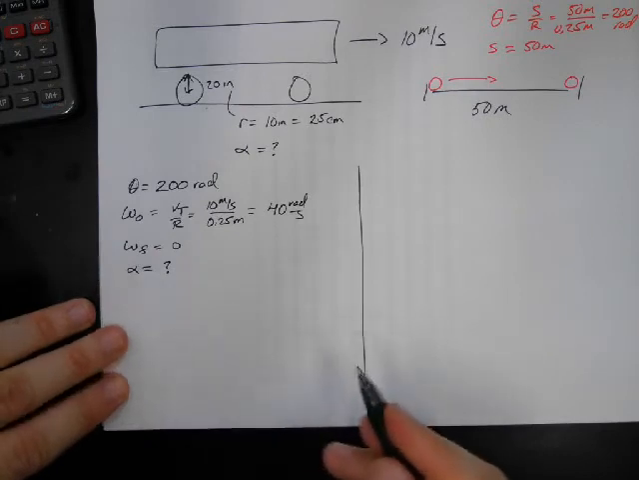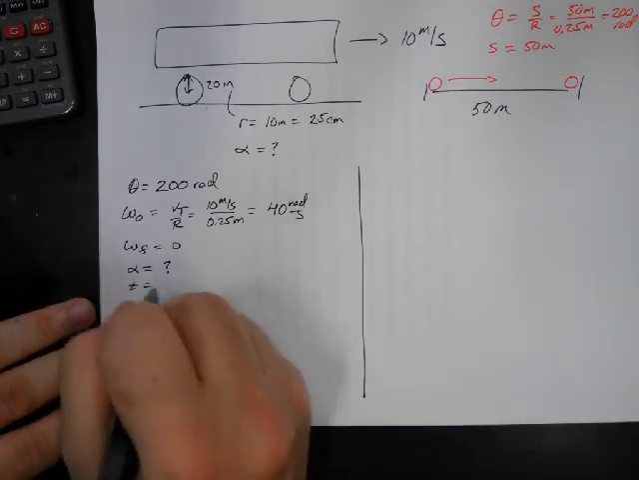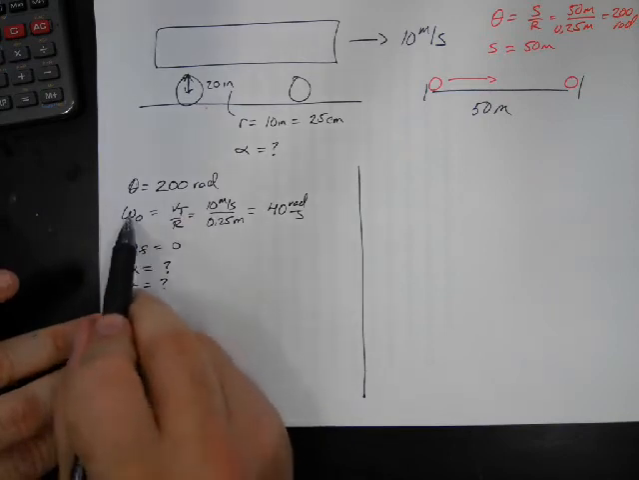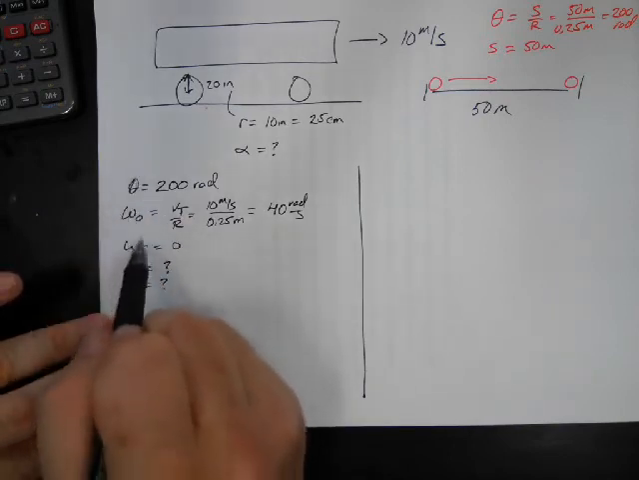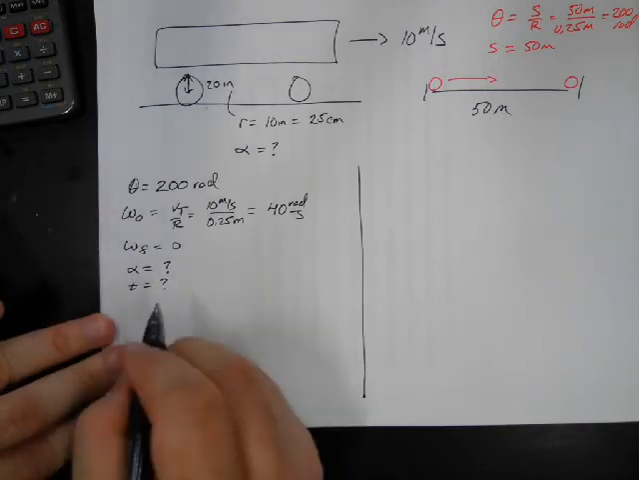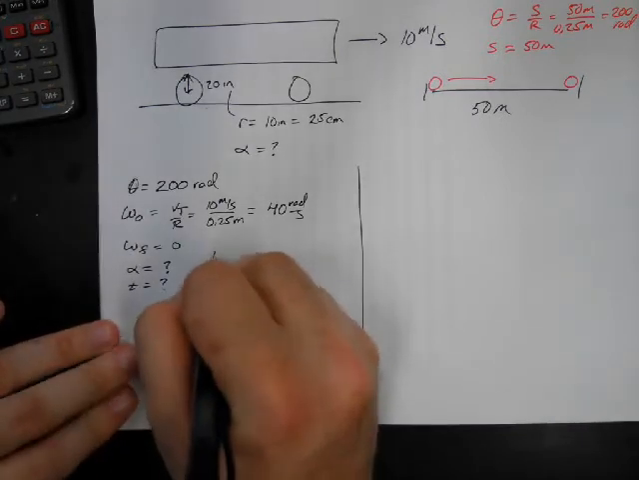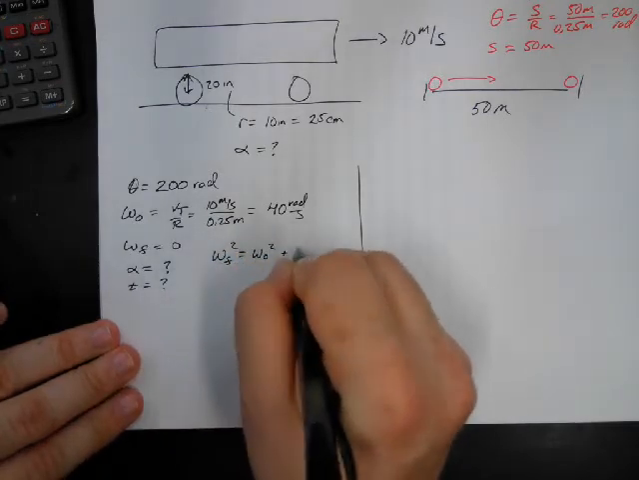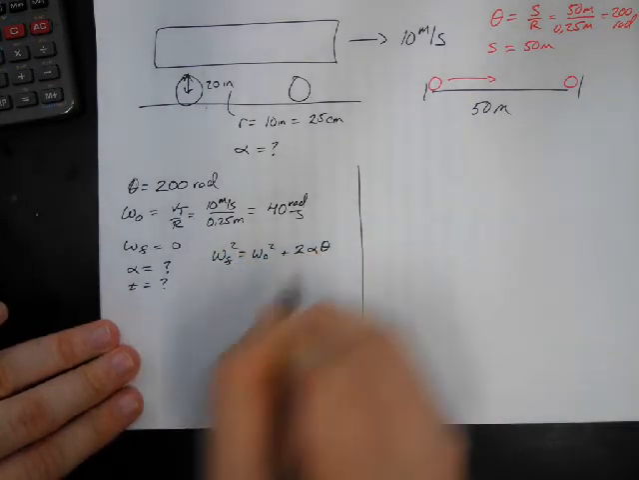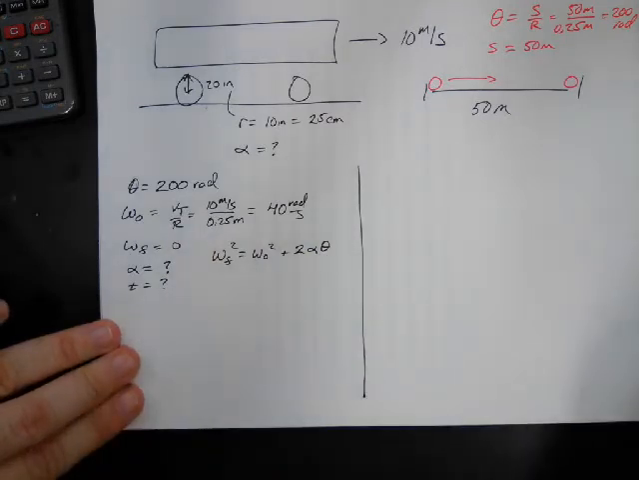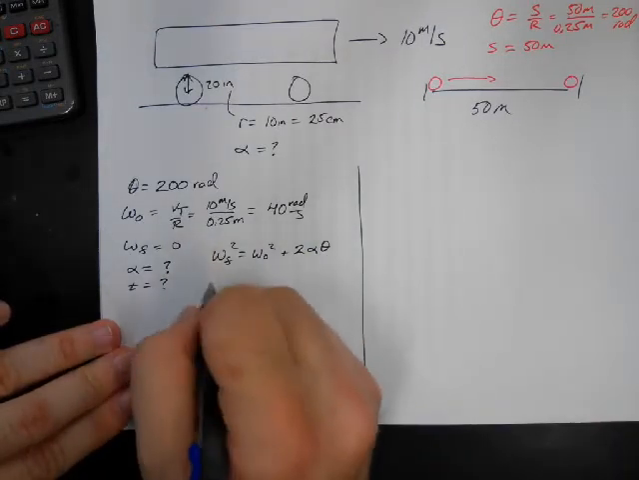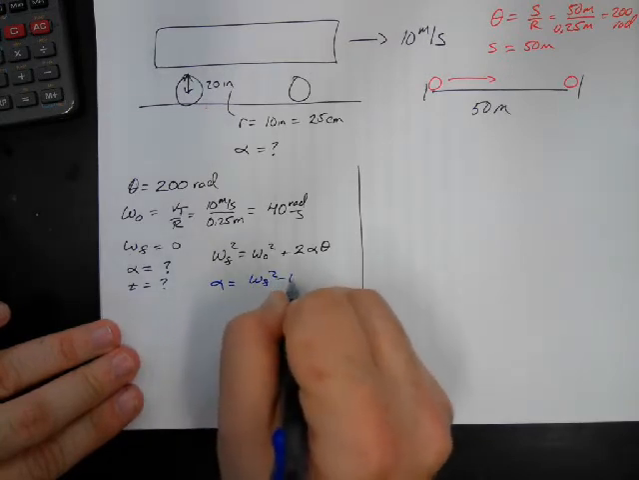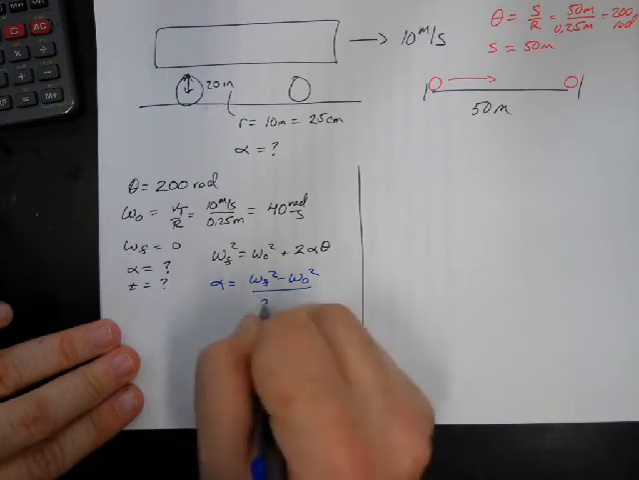We have enough information here, but you could also try to find the time. But what I'm going to look at is, well, we want the velocities and the distance to tell us acceleration. This is omega final squared is omega initial squared plus 2 alpha theta. And then we're going to solve for alpha. Alpha is omega final squared minus omega initial squared over 2 theta.